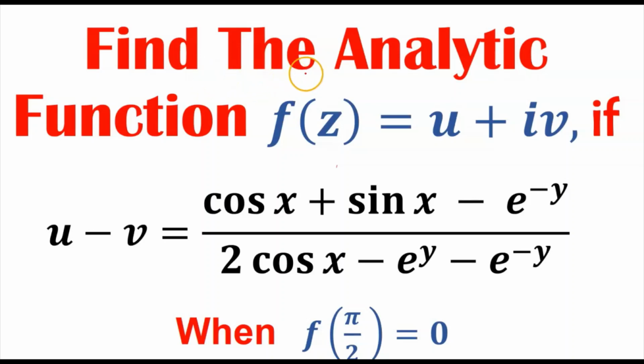In this video, I am going to find an analytic function of the form f(z) = u + iv when u minus v is given to us. Also, there is a condition f(π/2) = 0. So, let's start to solve this question.